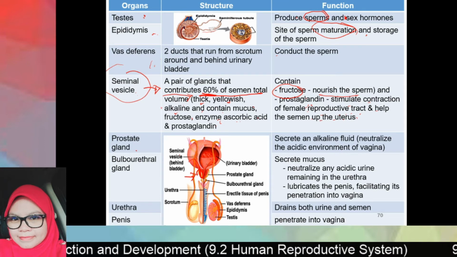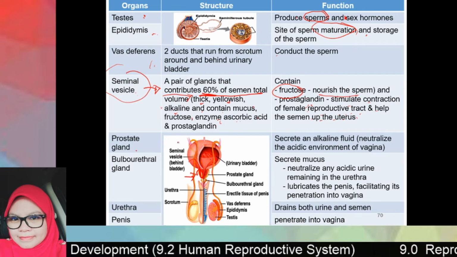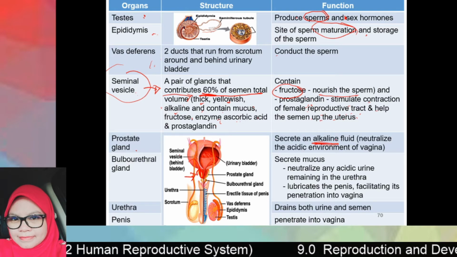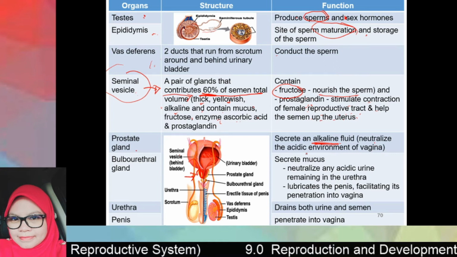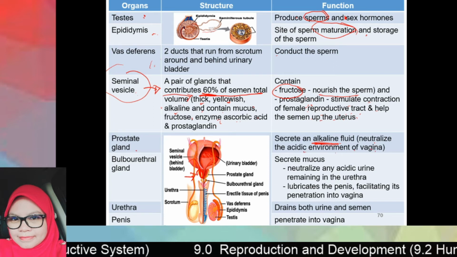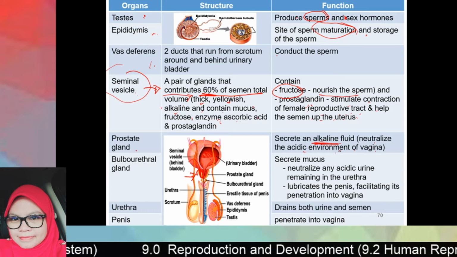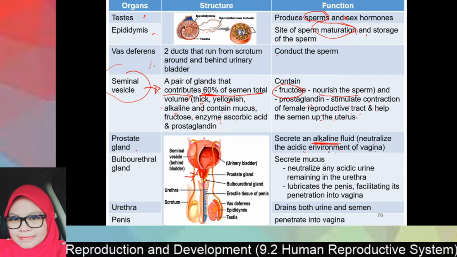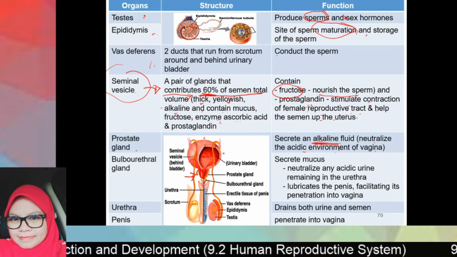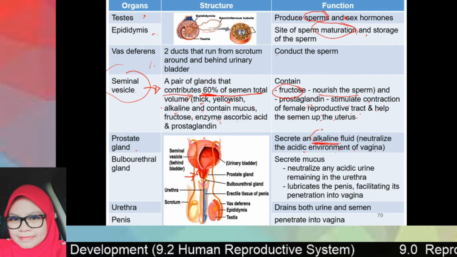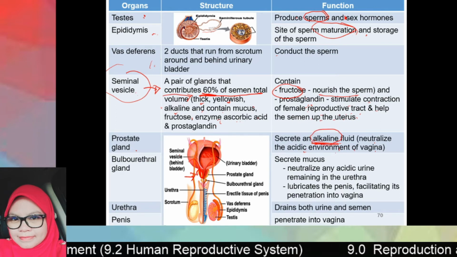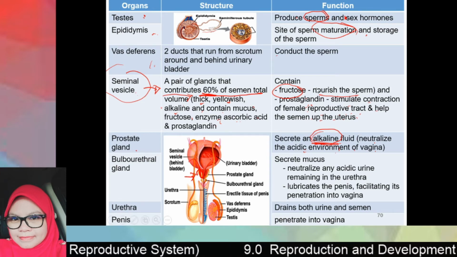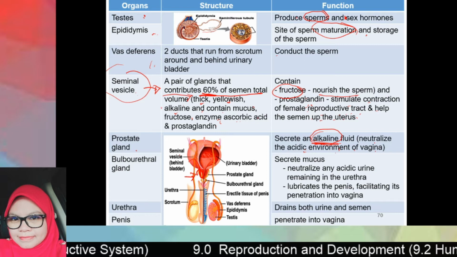And then after passing through the seminal vesicle, it will pass through the prostate gland here. At the prostate gland, it also secretes fluid, and this fluid is alkaline. Why alkaline? Because this is important to neutralize the acidic environment of the vagina. The vagina's pH is acidic. So to make sure the sperm is able to survive in the female reproductive tract, the male produces a fluid that is alkaline. This can neutralize the acidic environment of the vagina and then the sperm can survive.